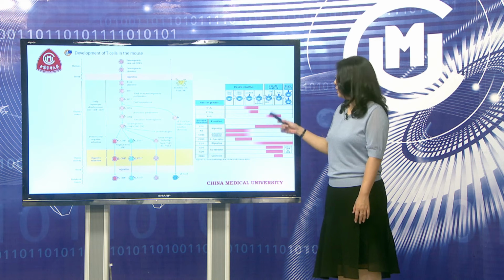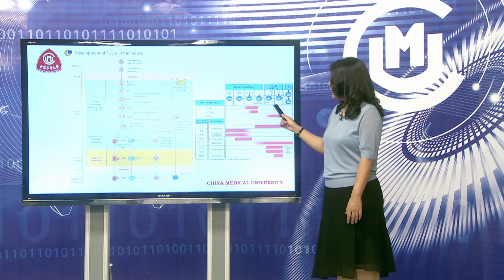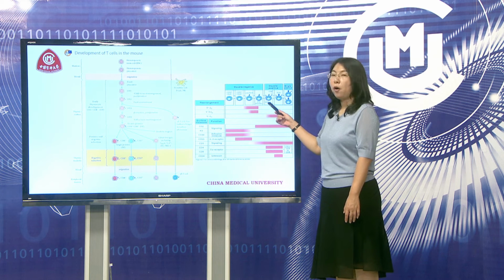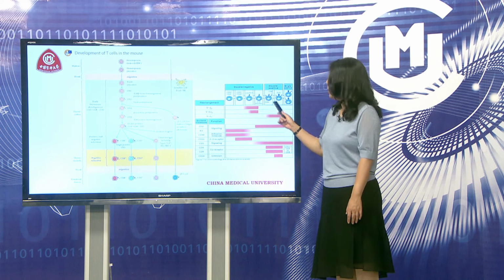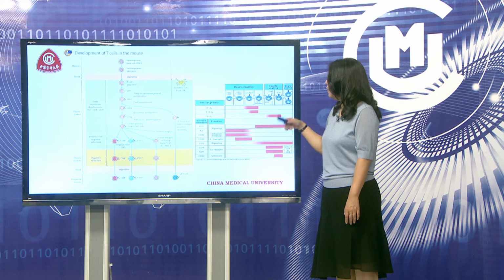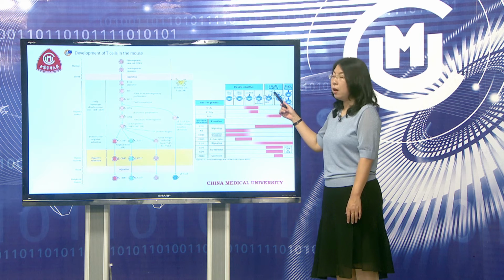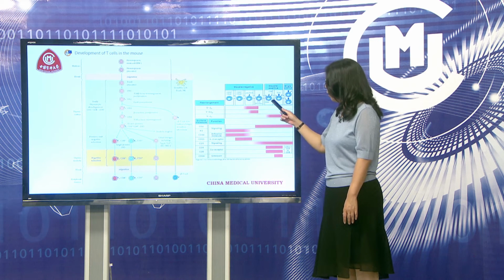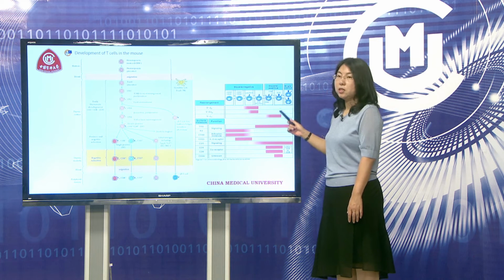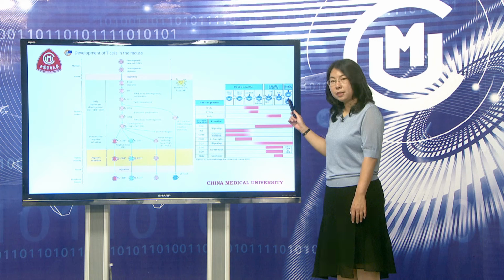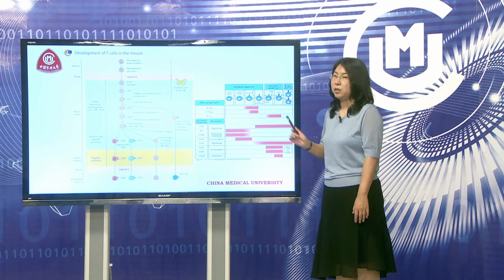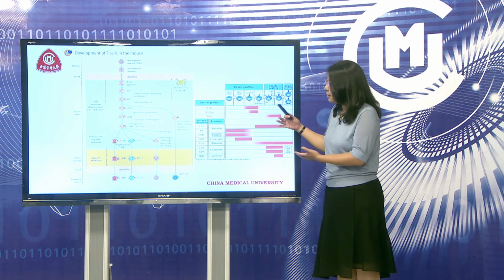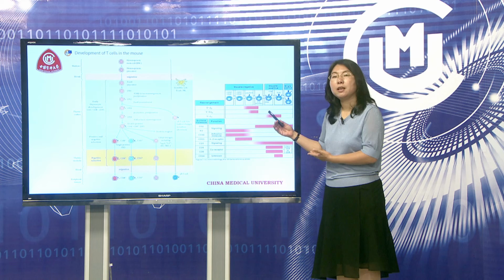Later, in the middle stage, the T-cell expresses both CD4 and CD8, these two molecules, and we call it double positive T-cell. And later, this double positive T-cell expresses only CD4 or CD8. At this stage, we call this T-cell a single positive T-cell. So let's see the stages of the development of T-cell.